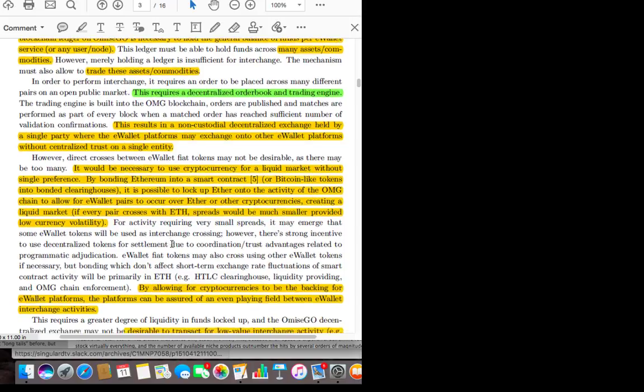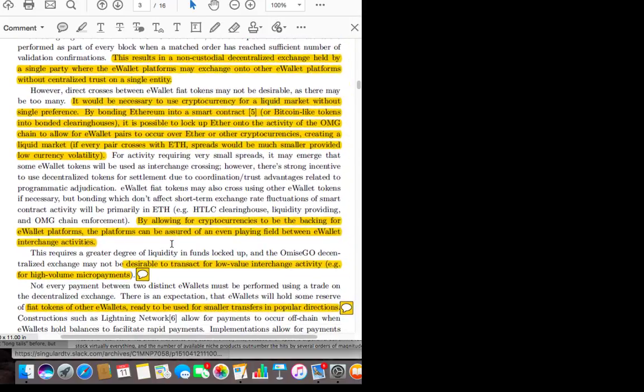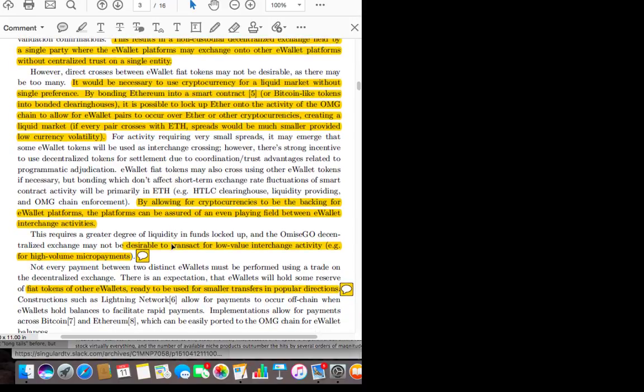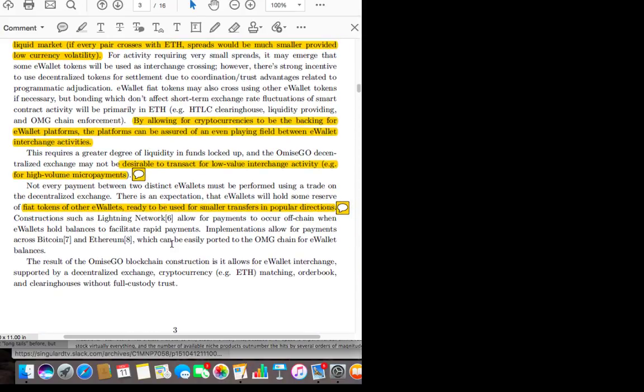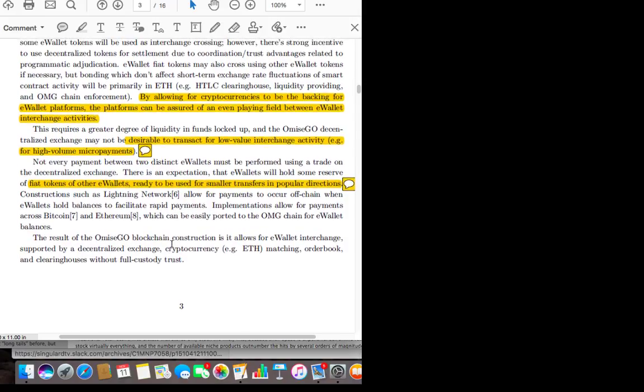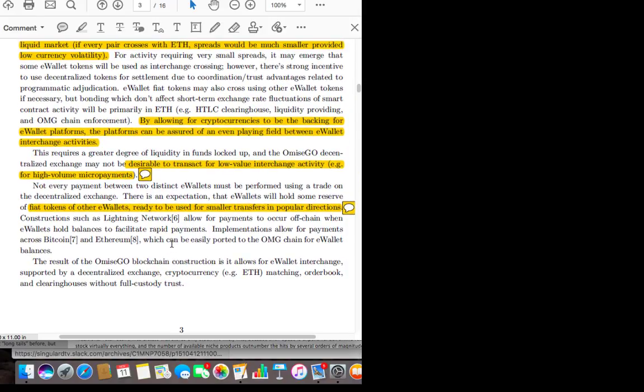It may be necessary to use cryptocurrency for a liquid market without single preference by bonding Ethereum into a smart contract. It is possible to lock up Ether onto the activity of the Omisego chain to allow for e-wallet pairs to occur over Ether or other cryptocurrencies. So again, that goes back to it. These pairs that you need, and incorporating that to solve this liquidity problem. Okay. Goes on to talk about here small spreads.